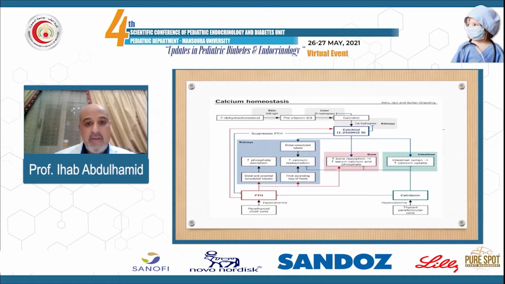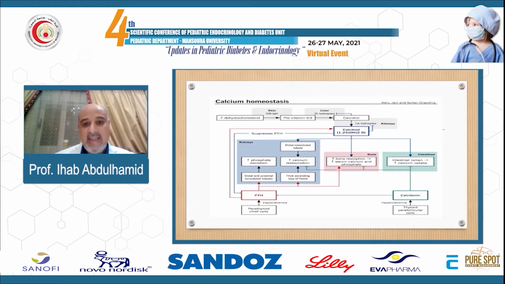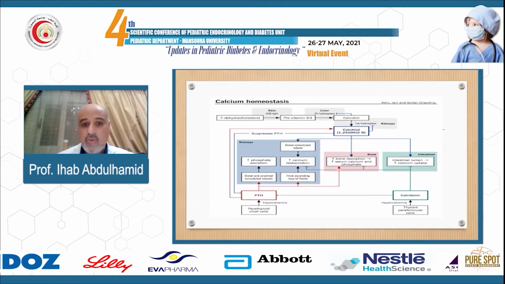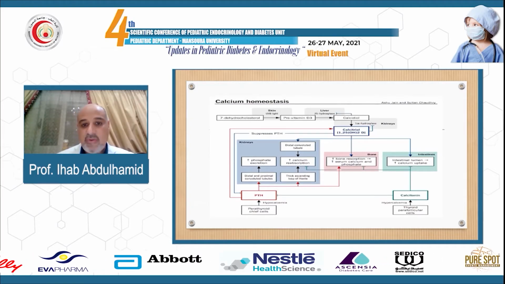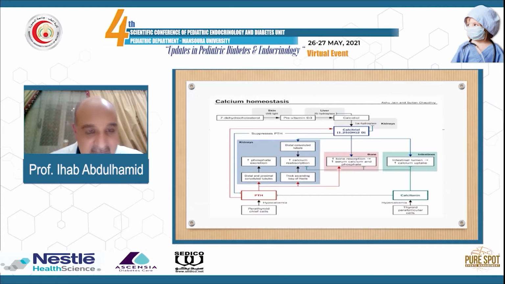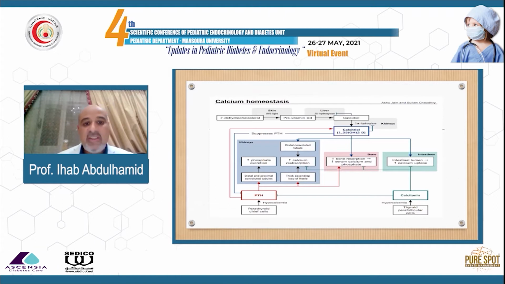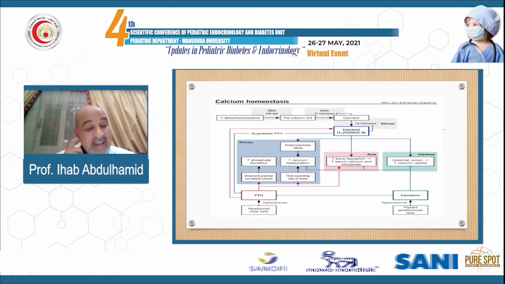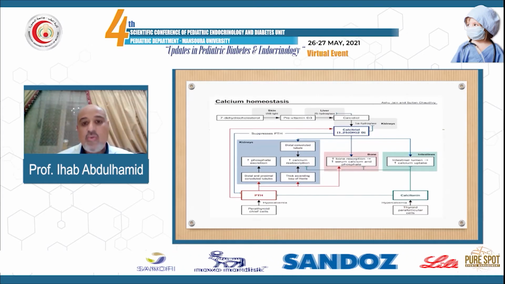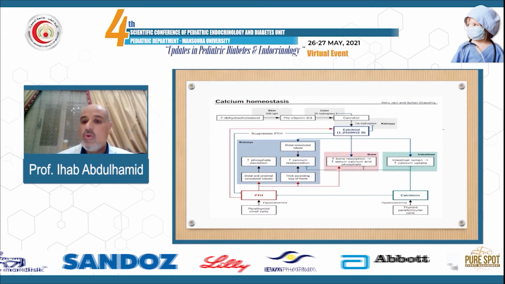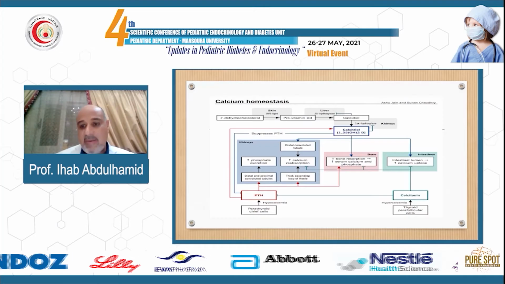PTH also regulates calcium through direct and indirect mechanisms. Through the direct mechanism, it will lead to bone resorption and so increase serum calcium and phosphorus in the blood, and also act on the thick ascending limb of Henle and the distal and proximal convoluted tubules. It will decrease phosphorus reabsorption, so it leads to phosphaturia, and also indirectly increases 1-alpha hydroxylase, so it will lead to 1,25 dihydroxyvitamin D, which will also increase serum calcium.